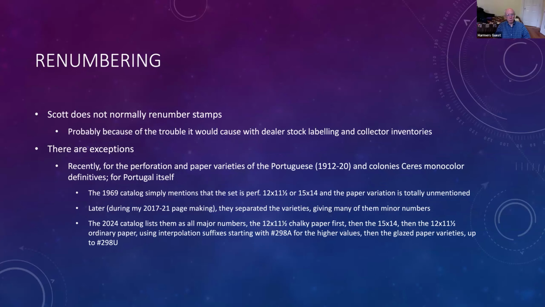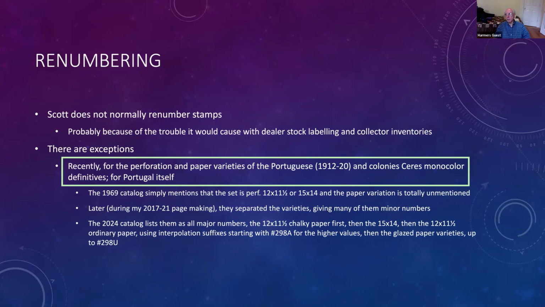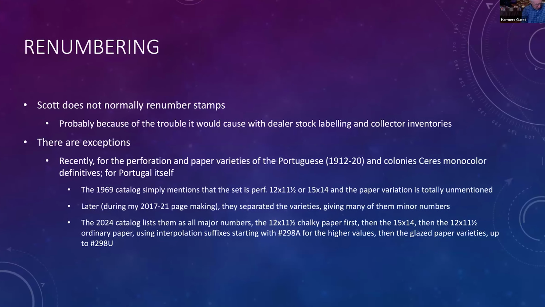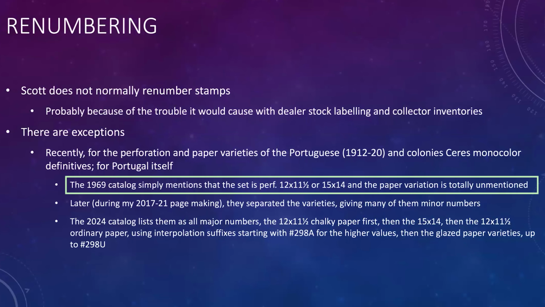One of the most obvious ones is that within the last 10 years, they have redone all the Portugal and colonies series monocolor issue sets, and they have renumbered them. It's very interesting. In the 1969 catalog, it's the first Scott catalog I have, the Portuguese series sets, they just said, oh, it's perf 11 and 12 by 11 and a half or 15 by 14. And that's all they said.